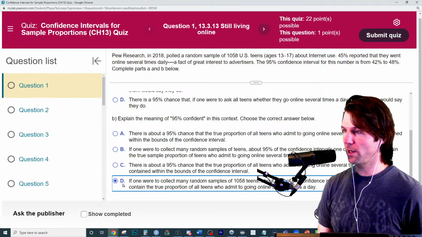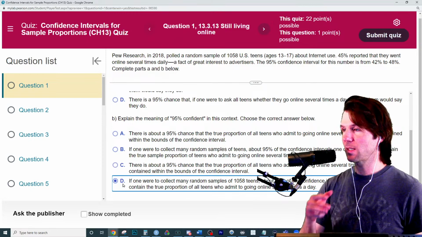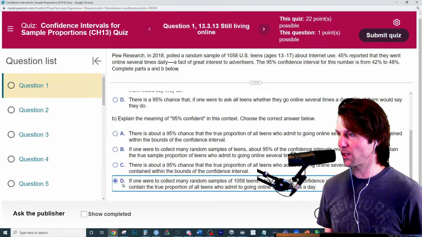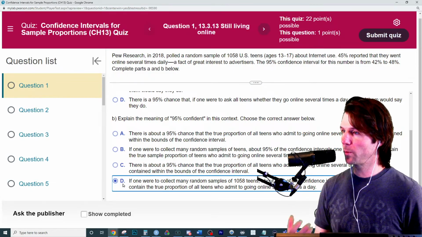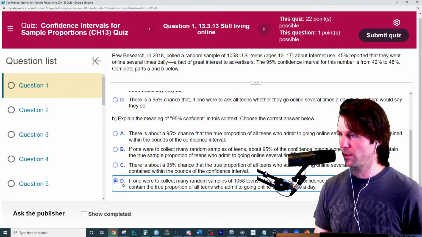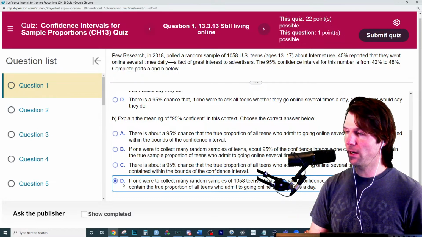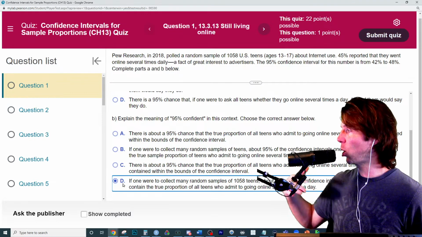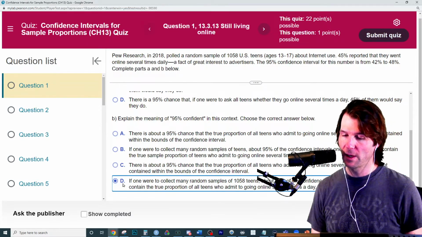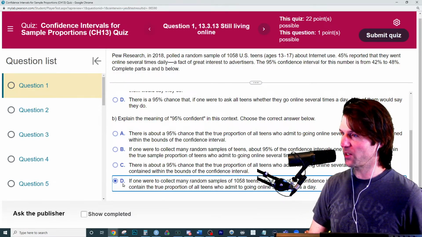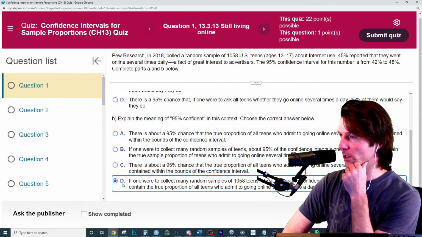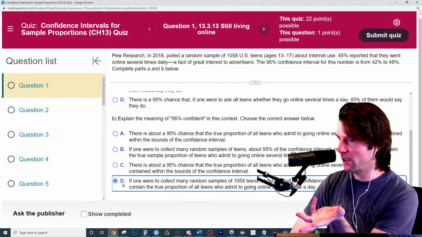That was a good question right there. That is part of the theory. It's not about one interval having a 95% probability of containing the truth. It's about the repeated process of making intervals: 95% of 95% confidence intervals in the long run are expected to contain the truth. So it's not that one interval has a 95% chance.